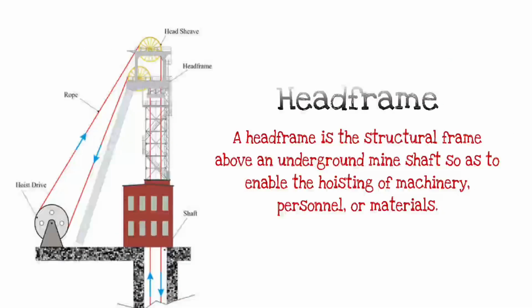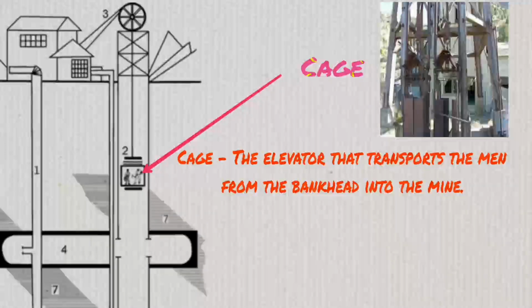The next one is the head frame. What is a head frame? A head frame is a structural frame above ground at a mine shaft, from which you can go down into the mine, both machinery, persons and also materials. So it is a hoisting support. So head frame is generally a structural frame situated at the mine shaft for hoisting of machinery, personnel and material.